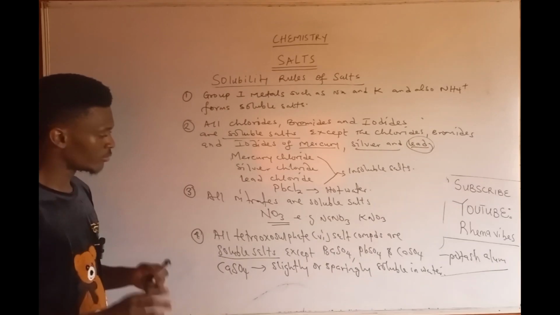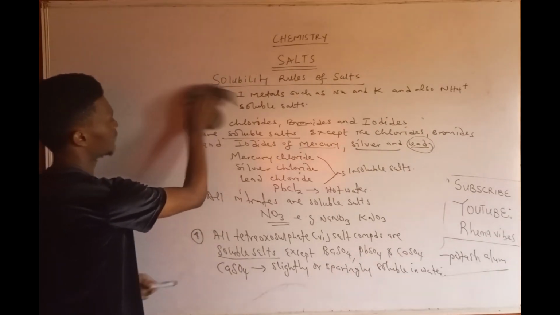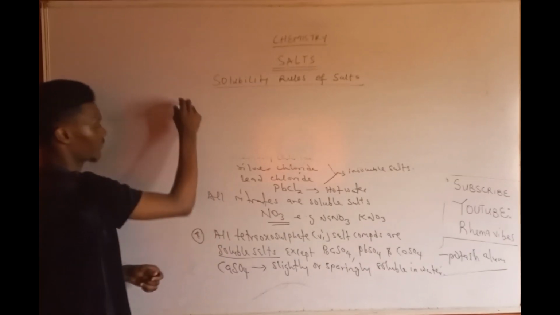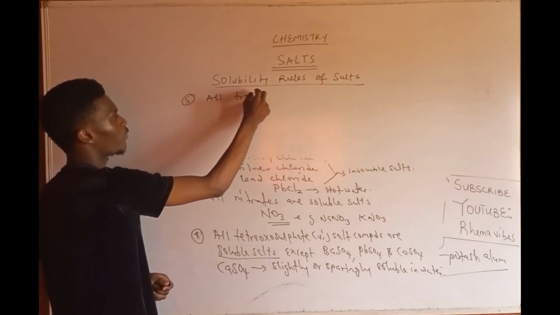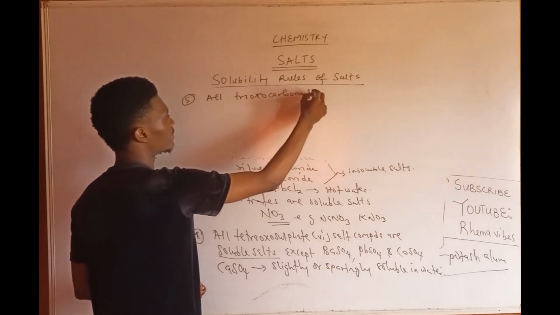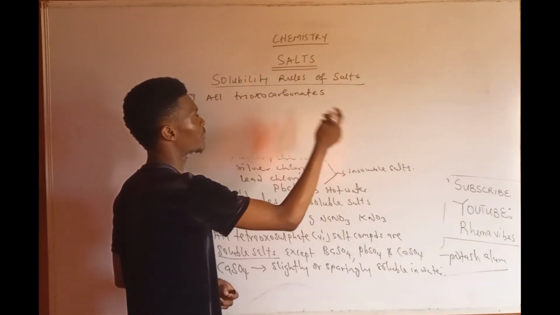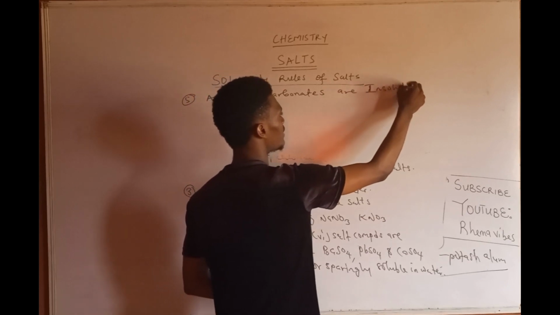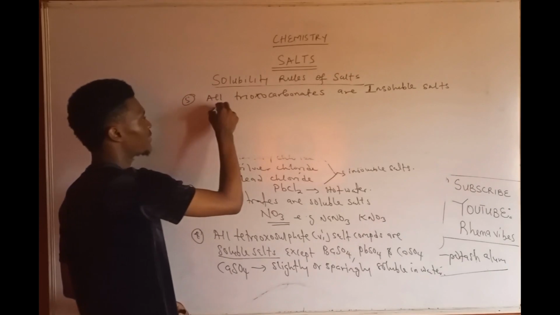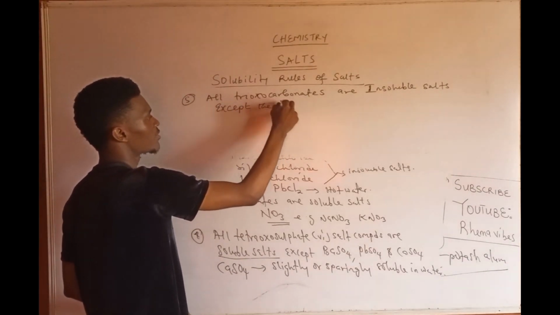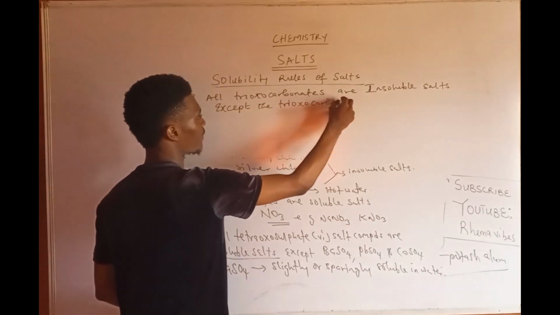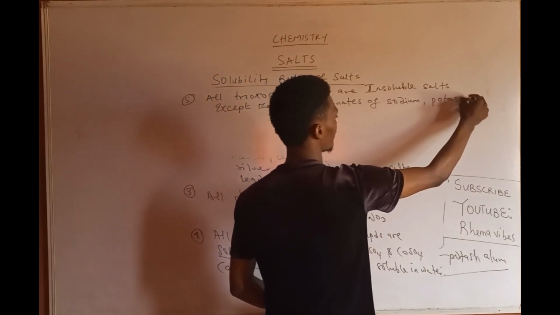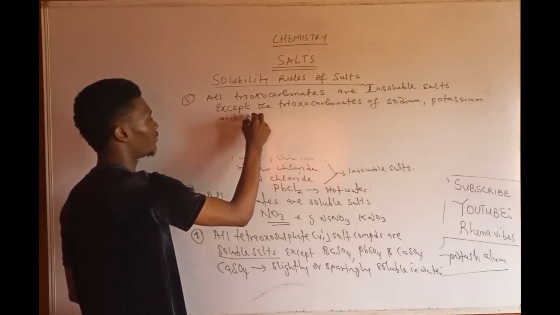Then rule number five: all trioxocarbonates, or carbonates, are insoluble salts, except the trioxocarbonates of sodium, potassium, and ammonium.